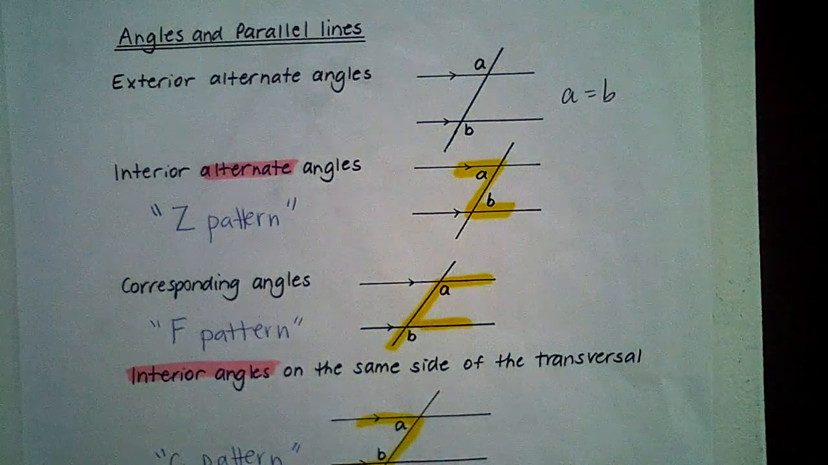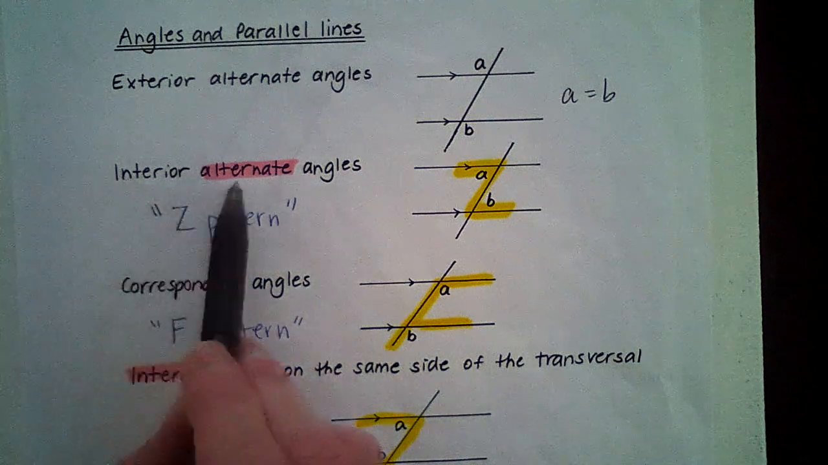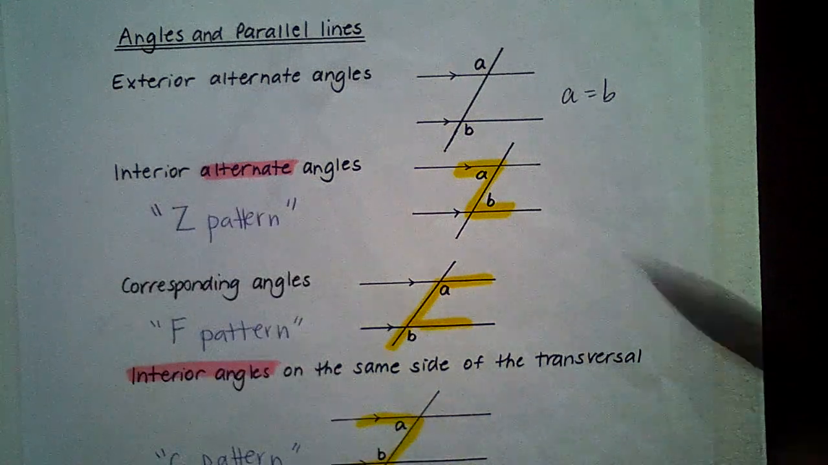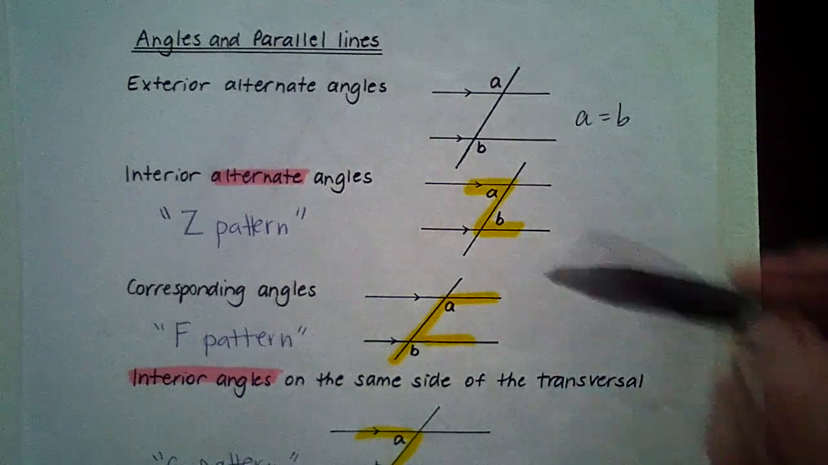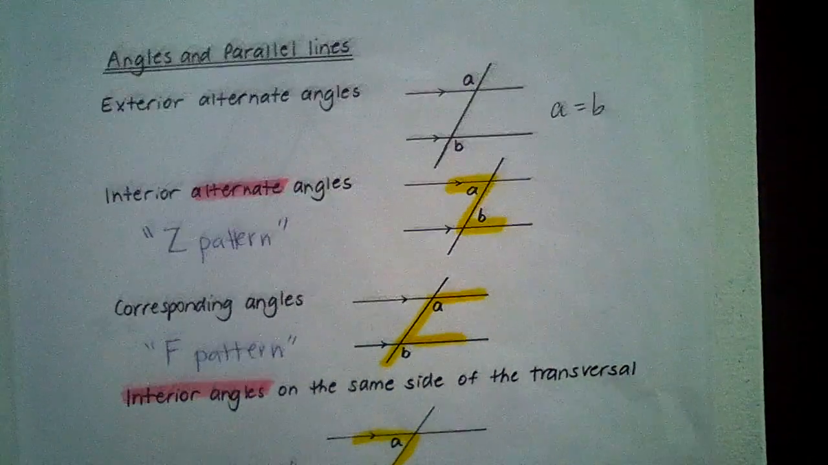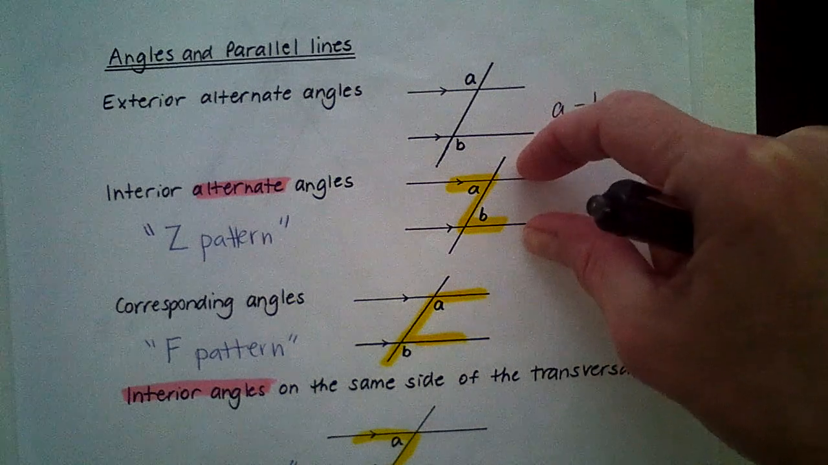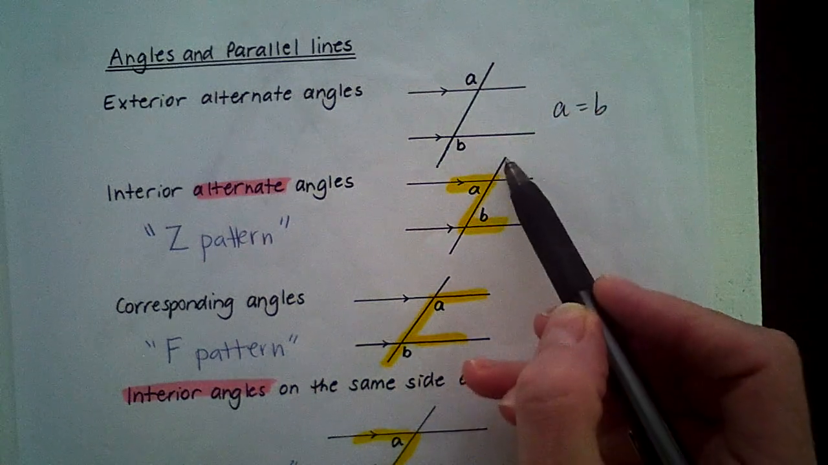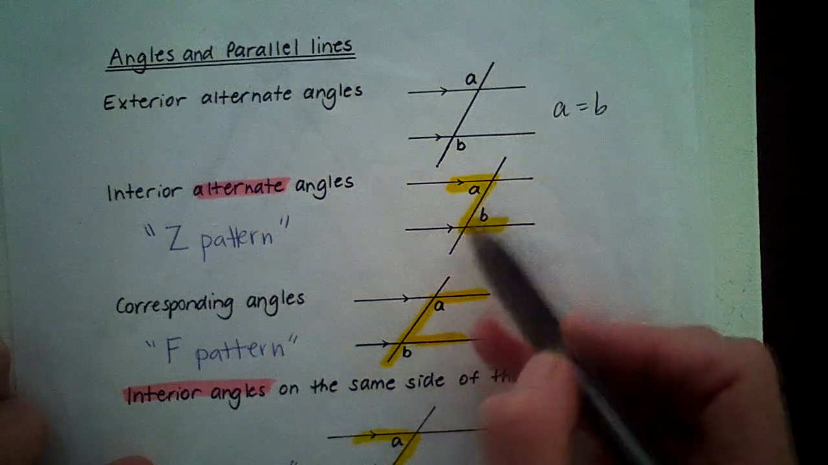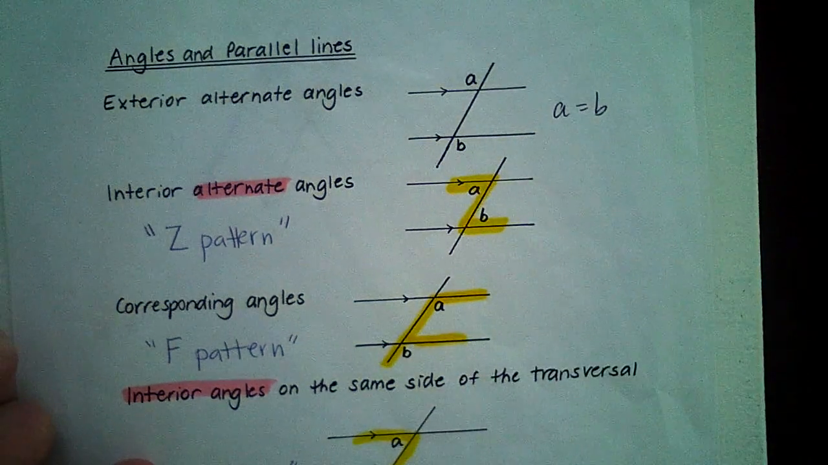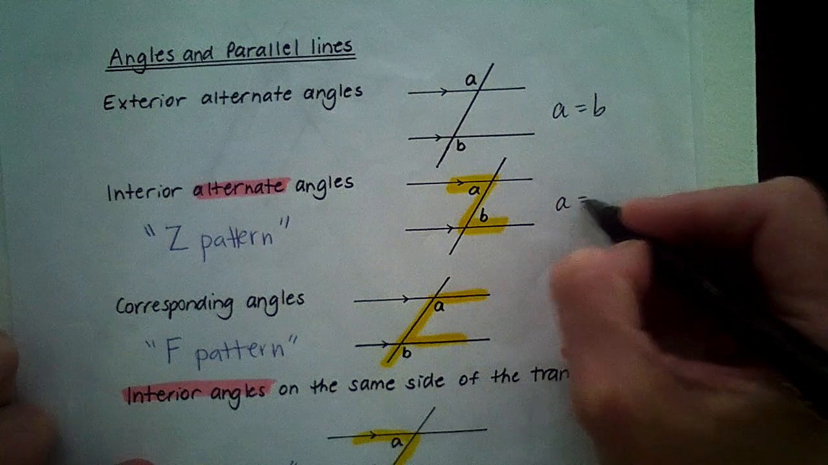Okay, so if we look at our second one, interior alternate angles. As mentioned before, here are the parallel lines. This is the transversal. And you can see that A and B are inside the parallel lines and on opposite sides of the transversal. This makes a Z pattern, and A equals B.